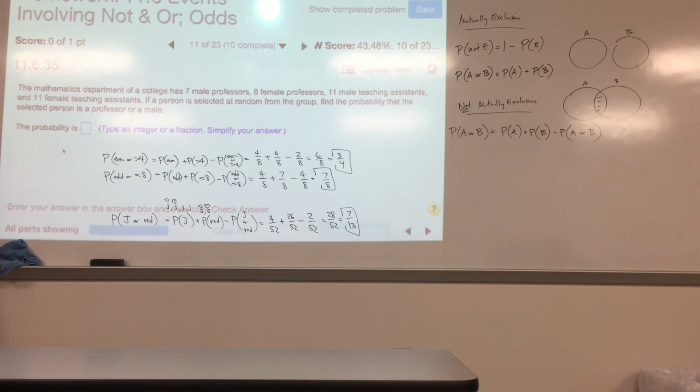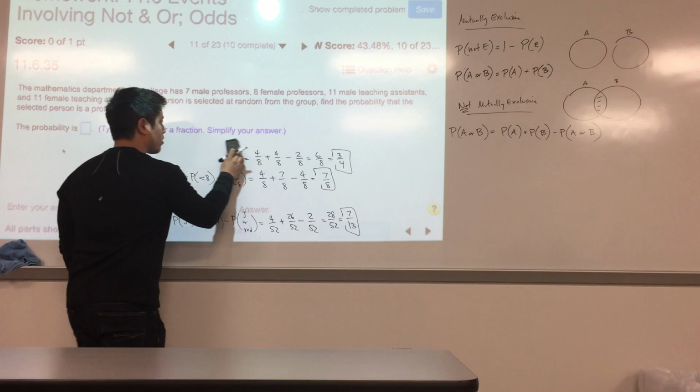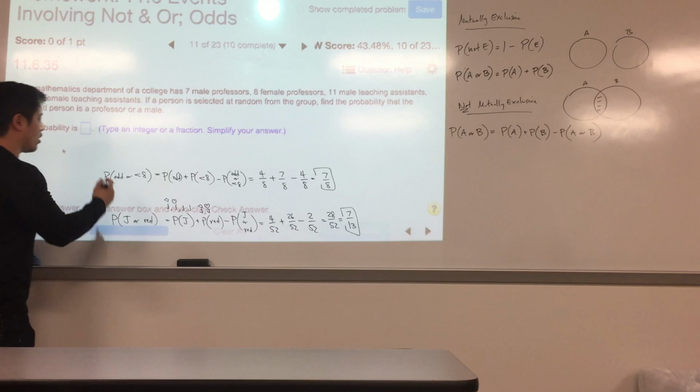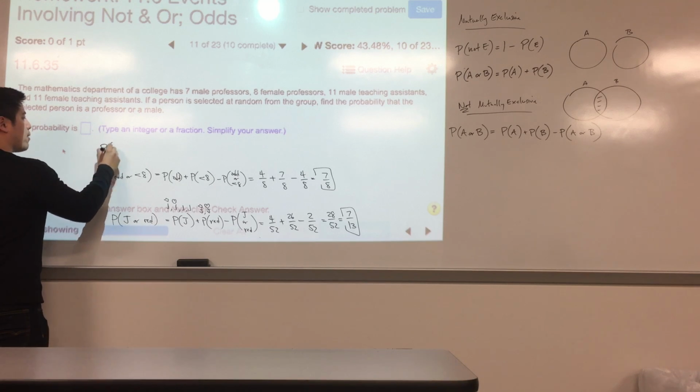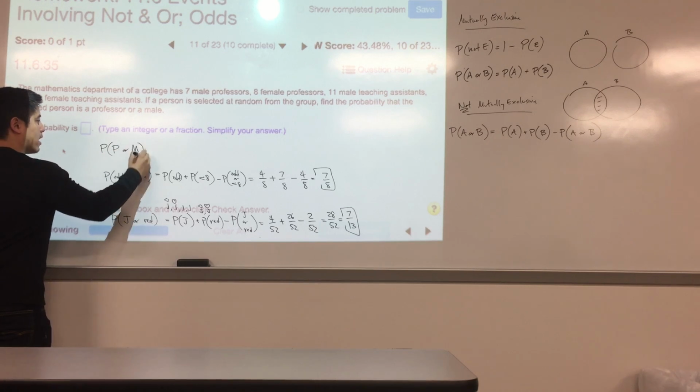The math department of a college has 7 male professors, 8 female professors, 11 male teaching assistants, and 11 female teaching assistants. If a person is selected at random from the group, find the probability that the selected person is a professor or a male. Okay, I'm going to erase this top one, just to give us more space. So we need to figure out the probability of getting a professor or a male.